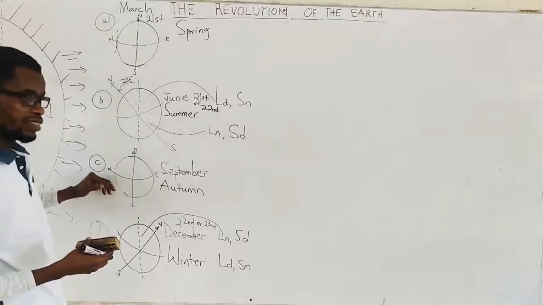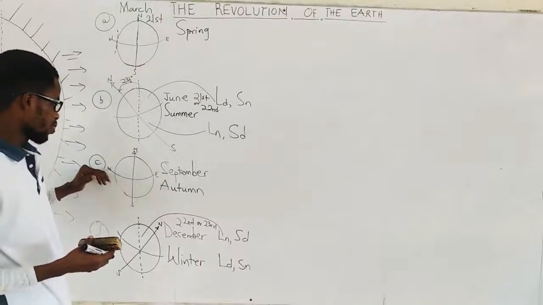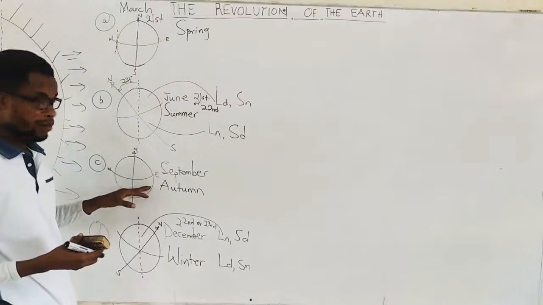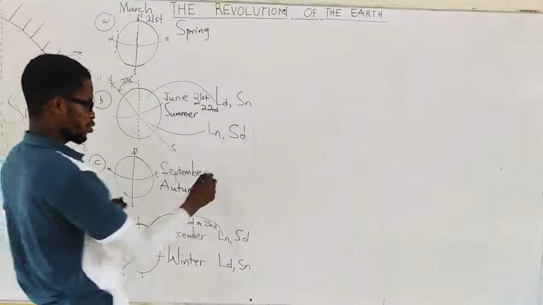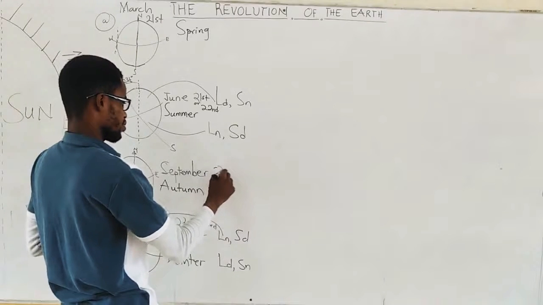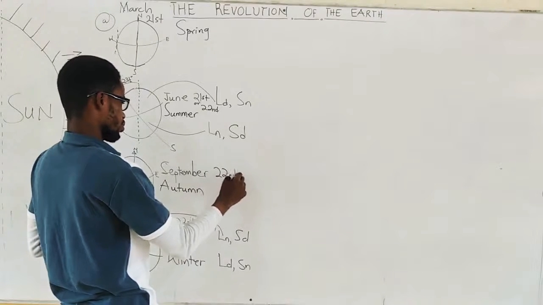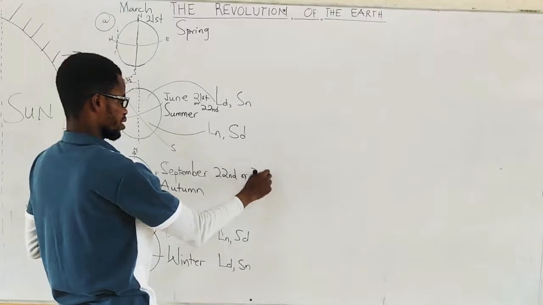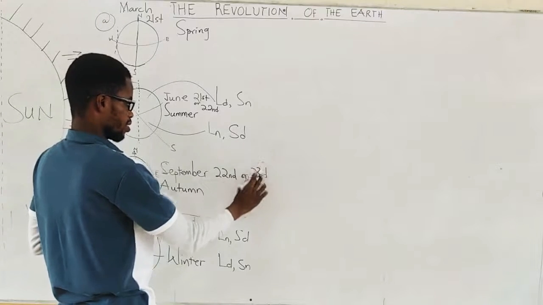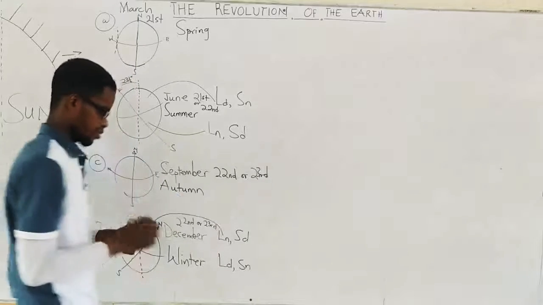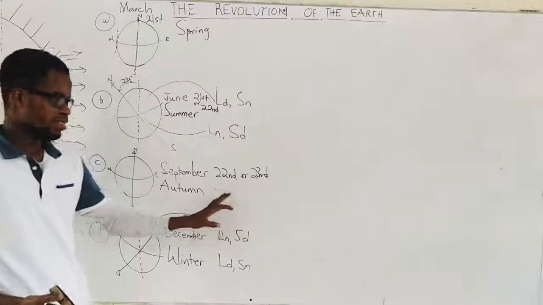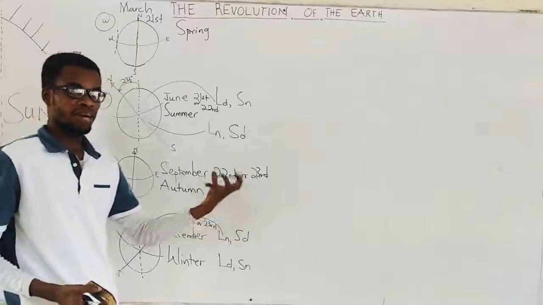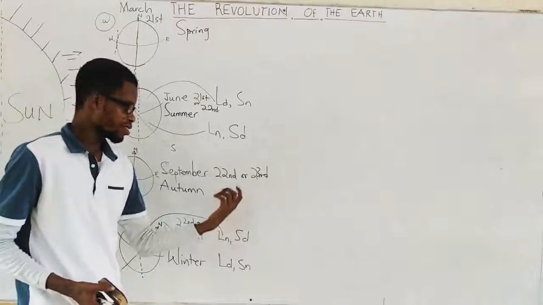Then coming to its direct opposite, which is the second equinox, the autumn. What is going to happen? On the 22nd or 23rd of September, there is something that is going to happen. So in some books you see 21st September.